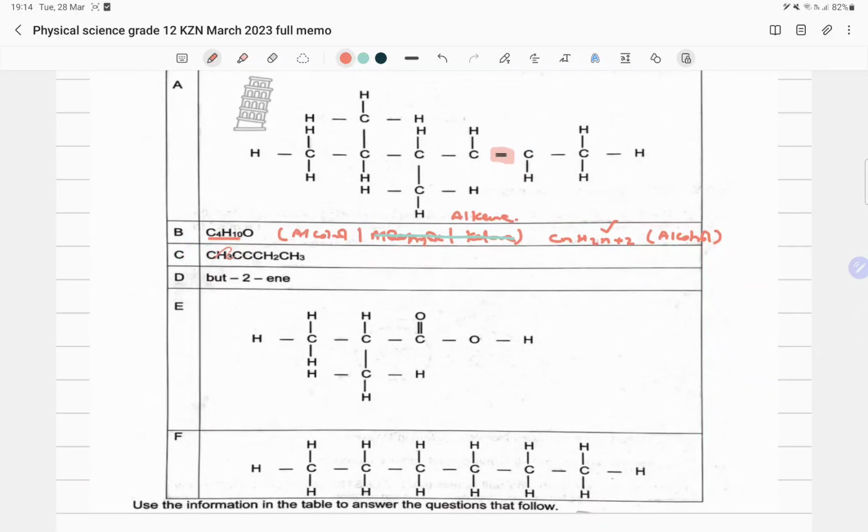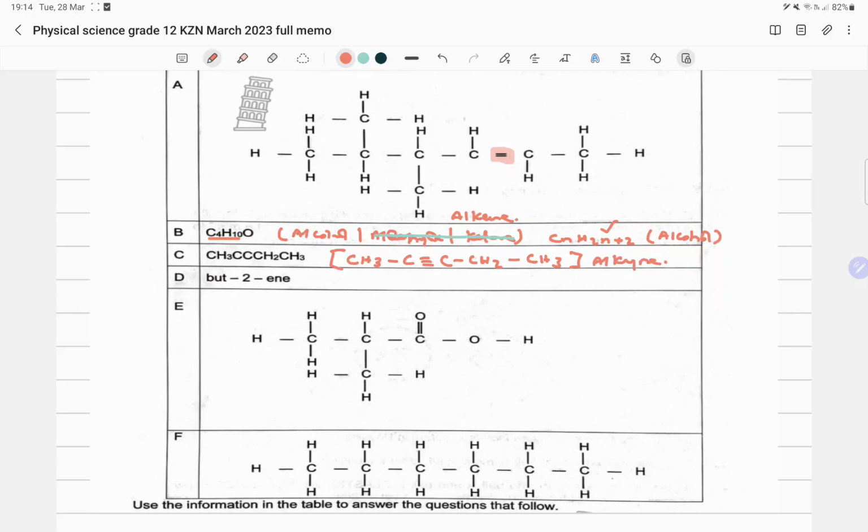Okay, now let's look at this one, C3, and then the C's have no hydrogens. If those C's lack hydrogens, there's a triple bond there, right? You know it. So CH3C triple bond C, then we have CH2, CH3. Yeah, it makes sense. This is what it looks like. So this is an alkyne. So basically it's an alkyne.